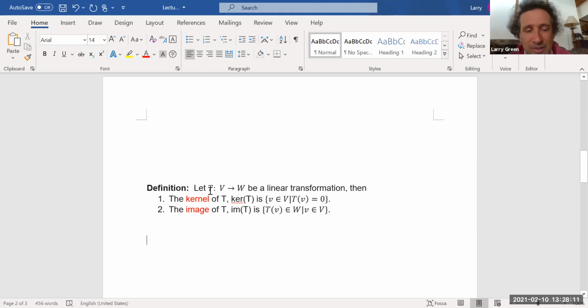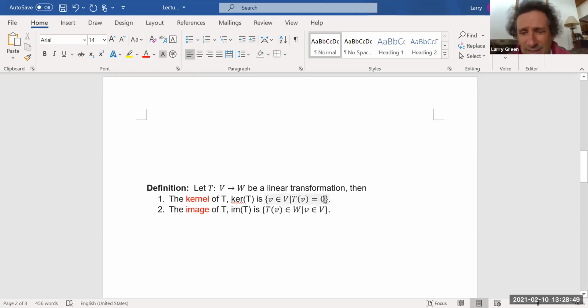So here's the first definition of the day. Let's suppose T, going from V to W, is a linear transformation. I hope you all know what a linear transformation is at this point, because that's what we've been doing for a couple weeks now. Then the kernel of T. We've already had the word kernel, but we used it for matrices, and now we can use it for linear transformations, and it's not really any different. The kernel of T is the set of all vectors little v in V such that T of little v is equal to 0.